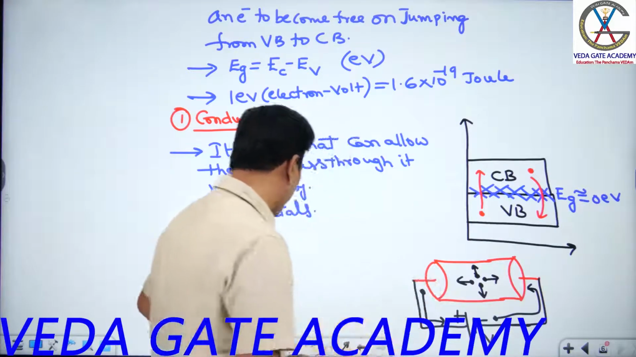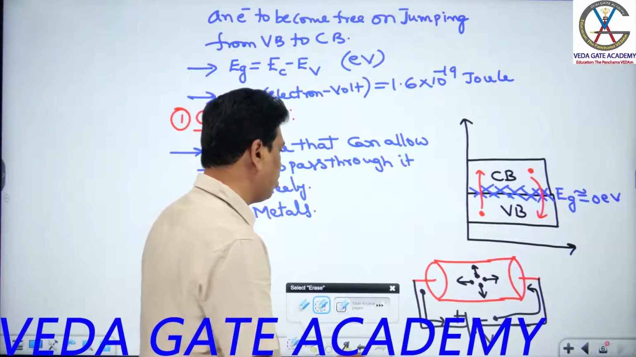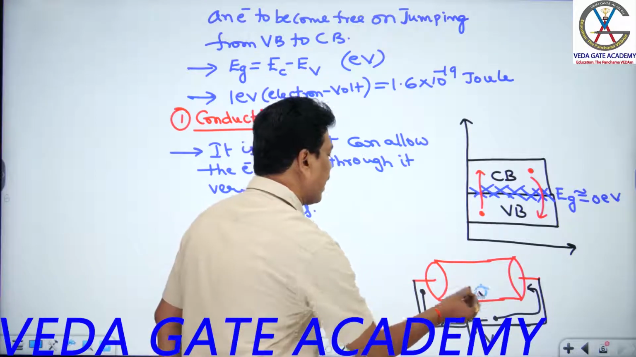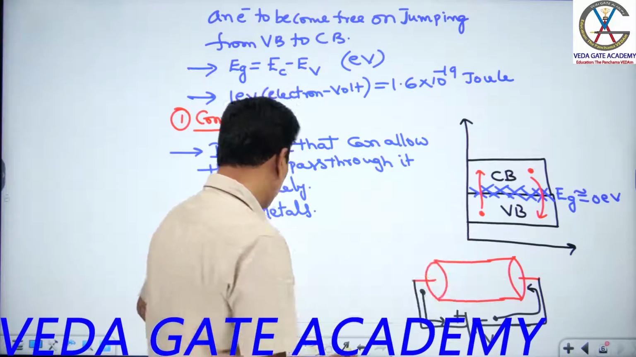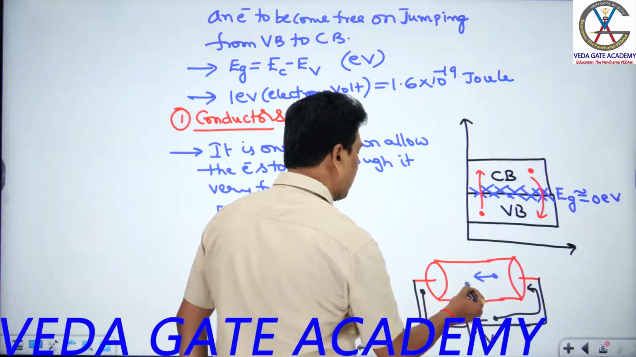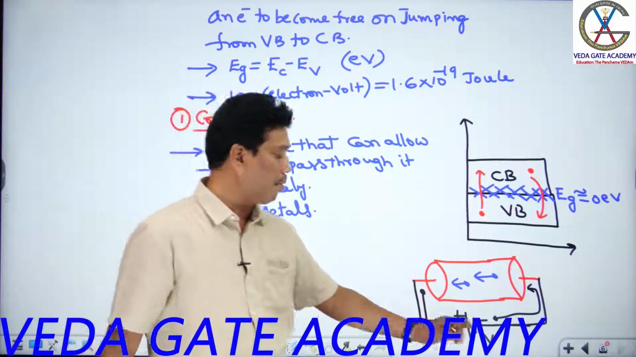So instead of making a random direction of flow, now they are able to move in a single direction like this. This is the direction of flow. So the random flow of electrons can be converted into a single direction of flow by this applied force, by the applied field. That applied electric field is done by the applied source.